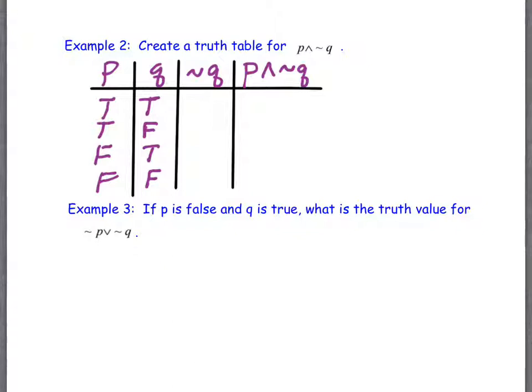All right, so it's very easy to get the tilde Q column as well. What do you have to do? Yeah, you just take the Q column and you do the opposite. So since the Q column went TF, TF, the tilde Q column is going to go FT, FT.